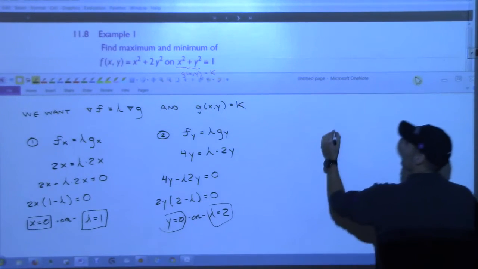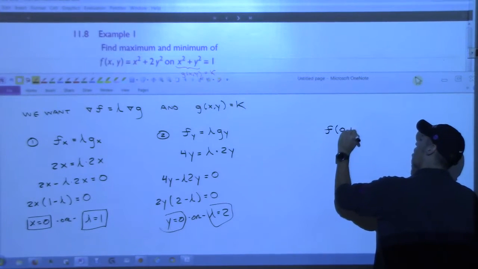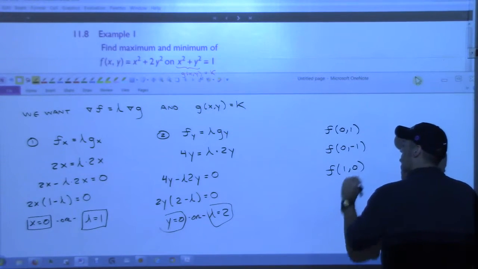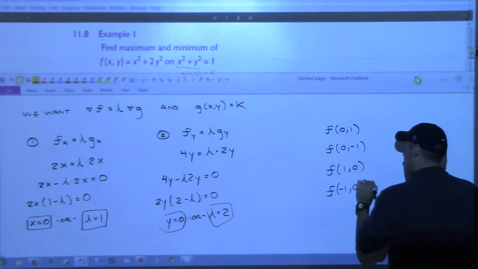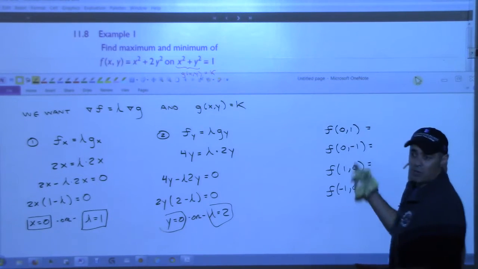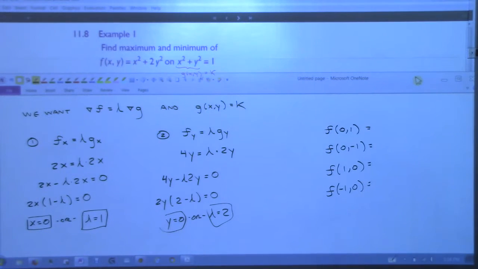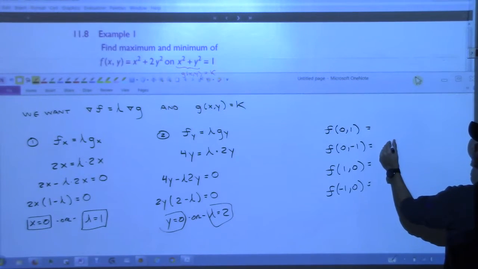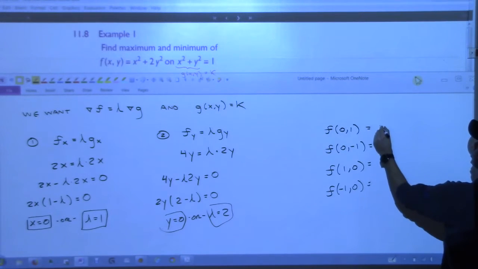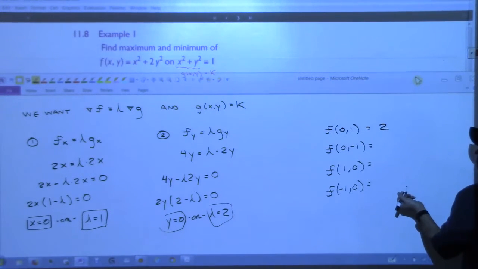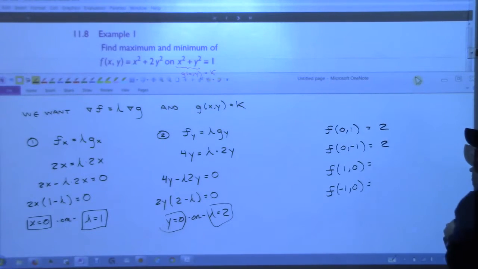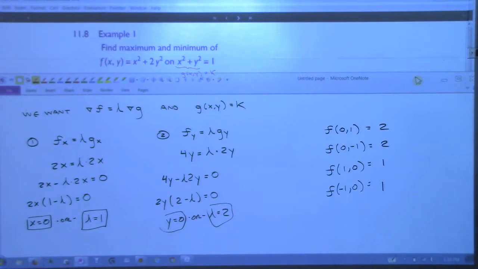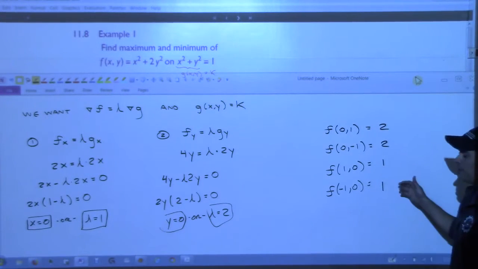So I need to find what is f of 0, 1, what is f of 0, negative 1, what is f of 1, 0, and what is f of negative 1, 0. And you see how I'm not using the lambda, right? Just using the x and y's. So what's that first one? What's f of 0, 1? We're plugging into f. 2. 0, negative 1? Same thing, right? 2, and then 1, 0? 1 and 1. So what is our maximum value? 2, right? What's our minimum value? 1, right?